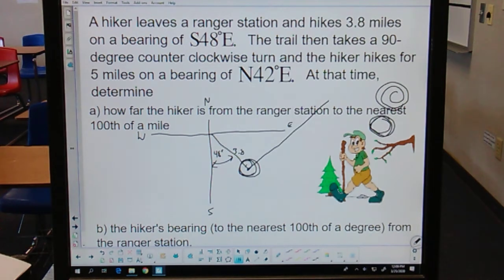Okay, so there's your 90 because you're spinning counterclockwise. You're lifting an invisible line up from that direction to make it 90. And he does that for 5 miles. And now we want to know how far he is from the station. Well, the station's right there to begin with, and right here's where he ends up.